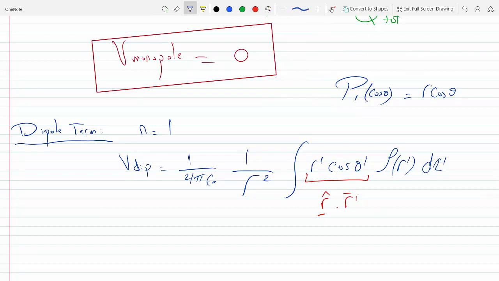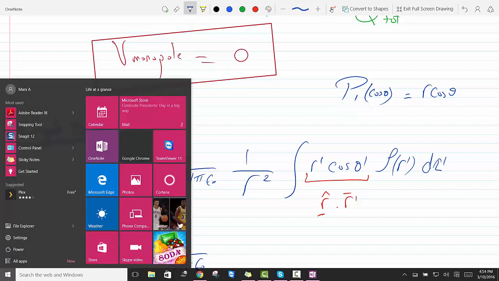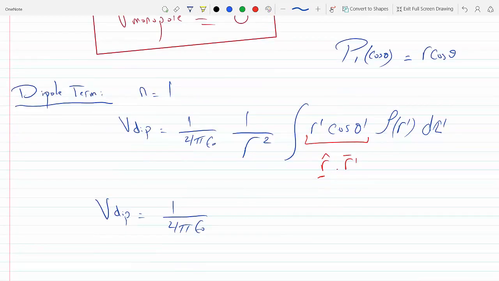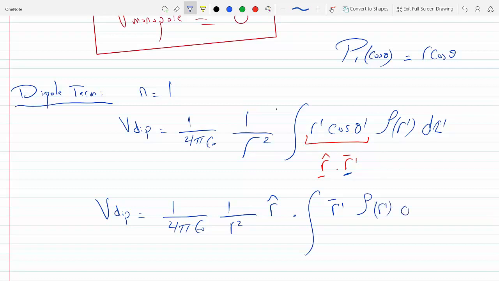Since this does not depend on the prime coordinates, I can put it outside. So my V dipole becomes, I can pull it outside the integral because the integration is with respect to the prime coordinates, not the unprimed coordinates. So this becomes 1 over r squared, and this is r hat, dotted with r prime, which I have to leave inside the integral because it's primed: rho r prime d tau prime over V.